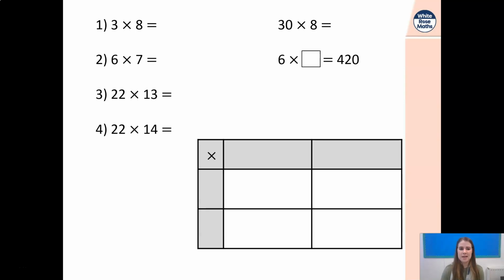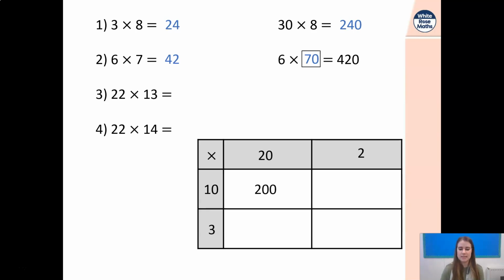Okay, so 3 times 8, easy peasy, 24. If we're doing 30 times 8, we've got to make that 10 times bigger, so that must be 240. 6 times 7, come on guys, 42. Now here it's a 6 times something because it's 420. Now I know that 420 is 10 times bigger than 42, so I know that's got to be multiplied by 70 rather than 7.